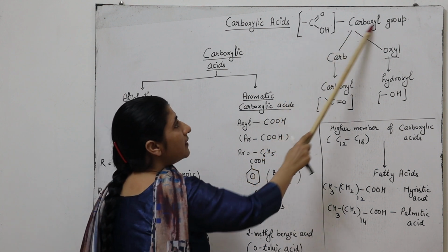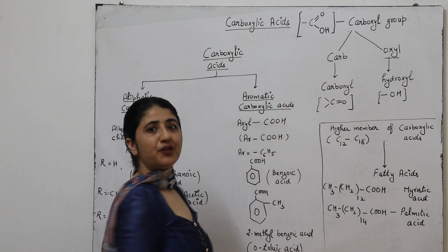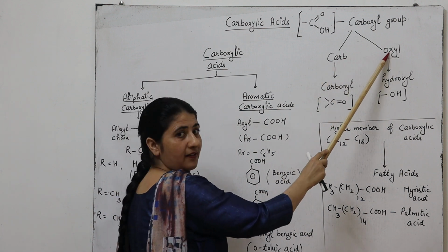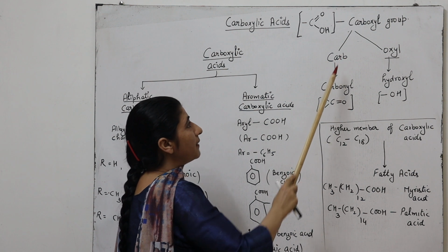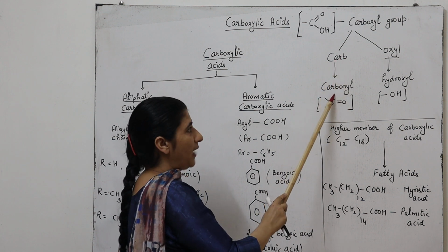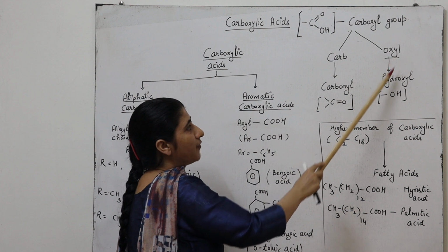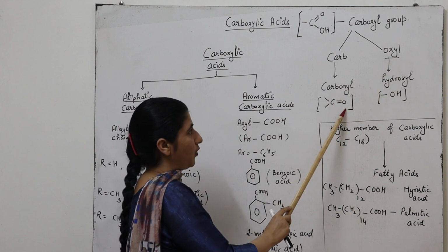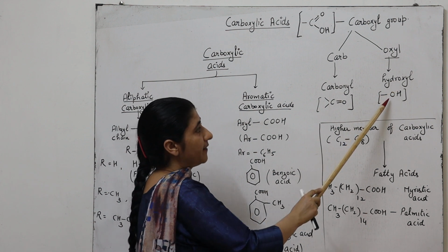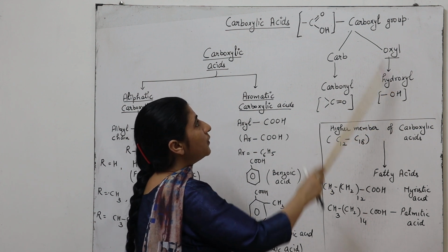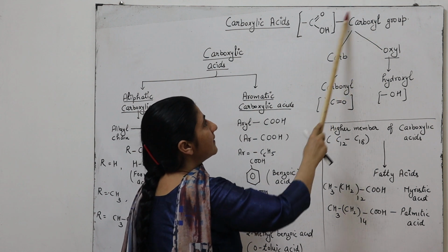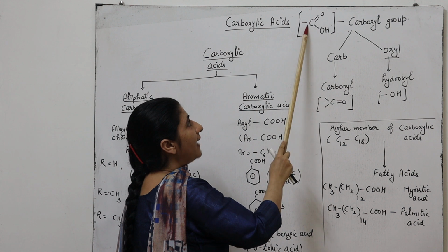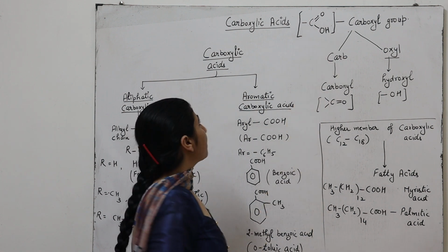Actually, the name carboxyl is formed by the combination of two words: carb and oxyl. The carb is derived from carbonyl, and oxyl is derived from hydroxyl. Carbonyl is the CO functional group, and hydroxyl is written as OH. So this is known as carboxylic because it contains both carbonyl and hydroxyl functional groups.